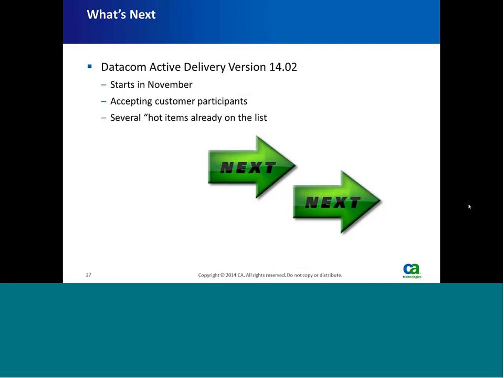So moving to the next thing, what's next? We've talked about the fact that we've delivered Datacom Active Delivery version 14.01, which has several significant features. We've rolled 15.0 into GA, and we are now in the process of forming up our Datacom Active Delivery version 14.02. This project will begin next week. We have already 7 customer participants who have signed up to be part of the process.